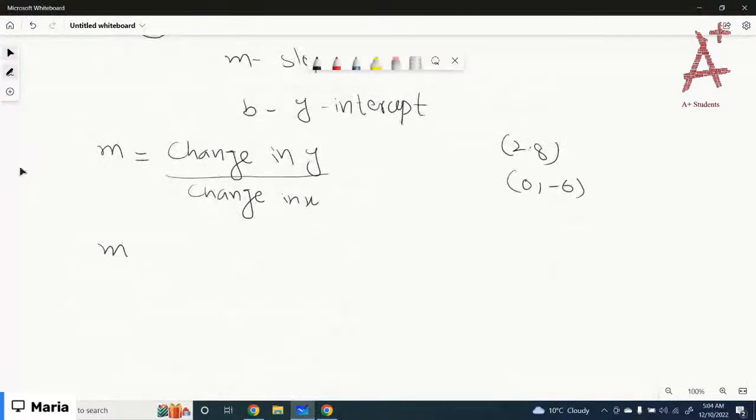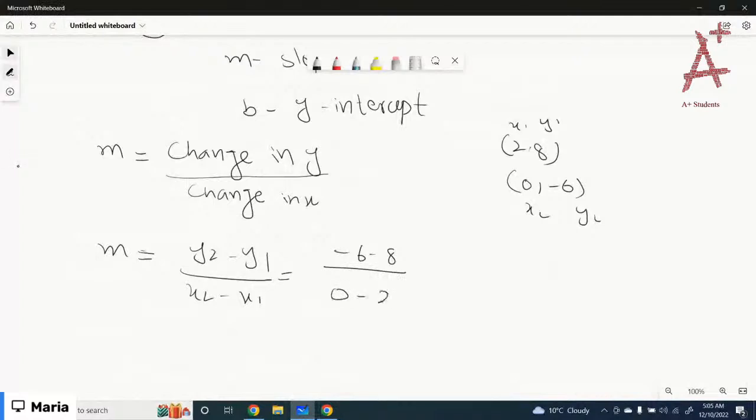So m equals change in y, that is y2 minus y1, divided by x2 minus x1. Let's suppose this is x1, y1, this is x2, y2. Got it? So y2 minus y1, negative 6 minus 8, divided by x2 minus x1, 0 minus 2. So it will be negative 6 minus 8 is negative 14, divided by negative 2. So that means the slope for the graph is 7.